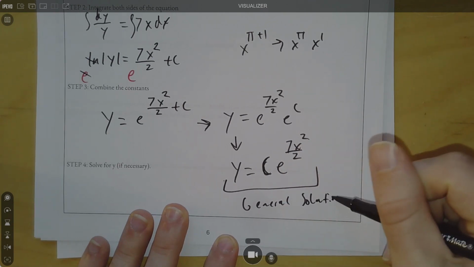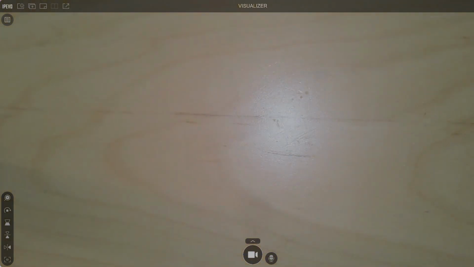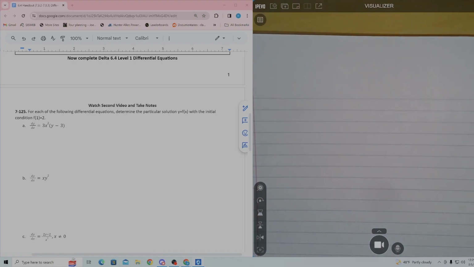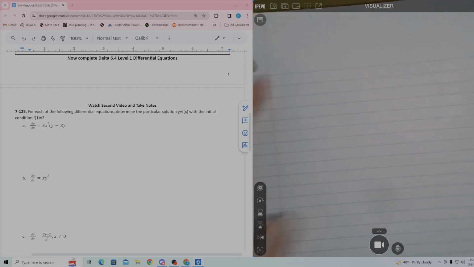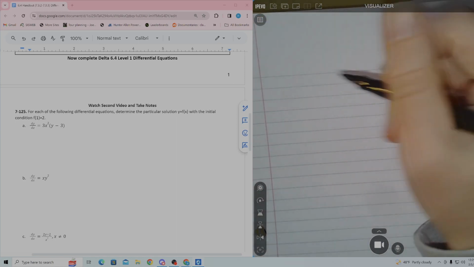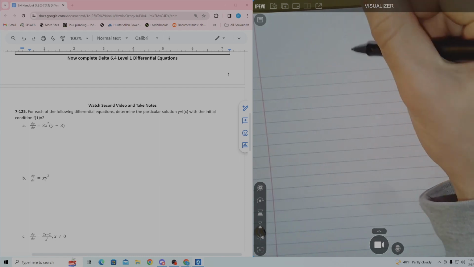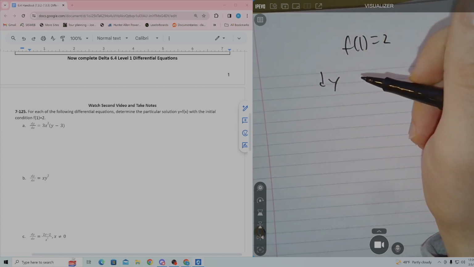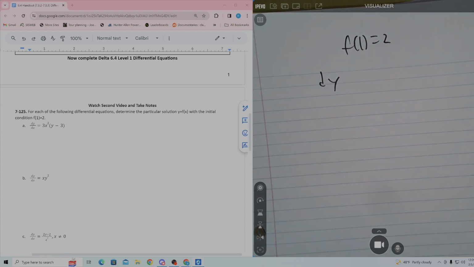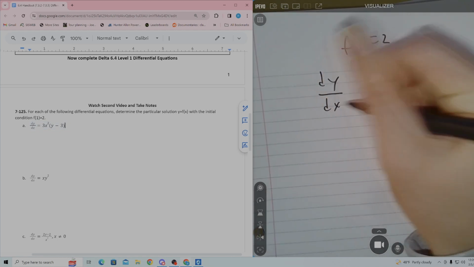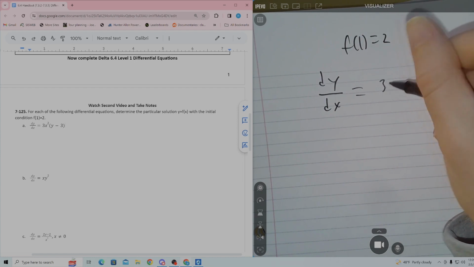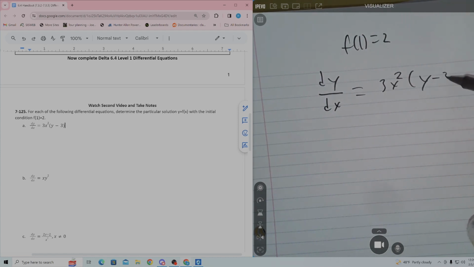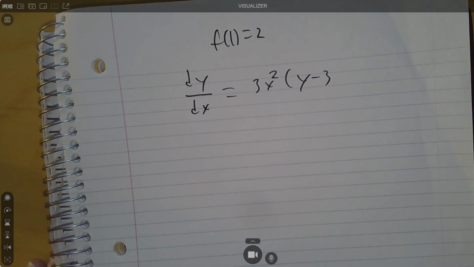So let's go back to those problems, and I'll show you how that works in a Delta problem, for example. So we know that f of 1 is 2, and you need to change your problem, by the way. It's going to be y minus 3 right here. This is wrong. It should be y minus 3, so make sure you change that in your worksheet. dy/dx equals 3x squared times (y minus 3). Okay, let's full screen this, and let's do it.